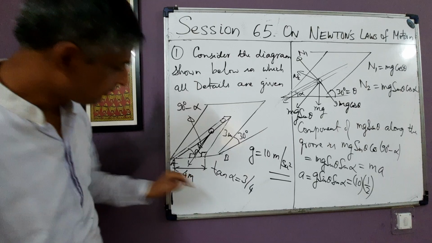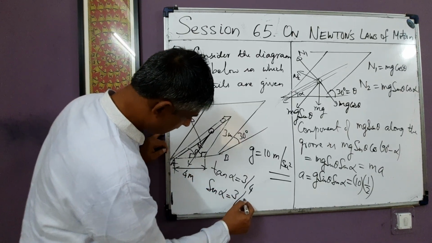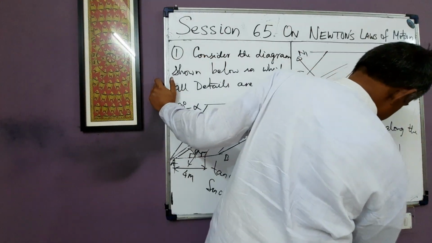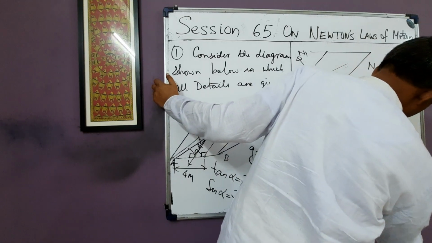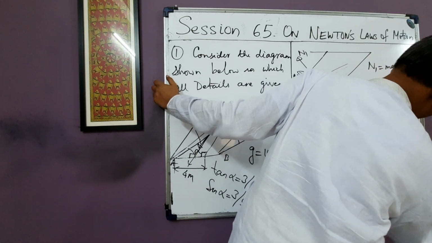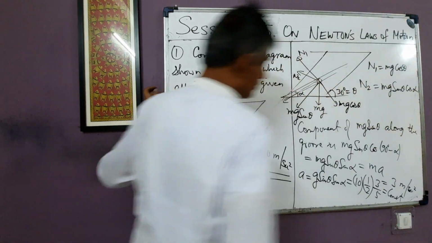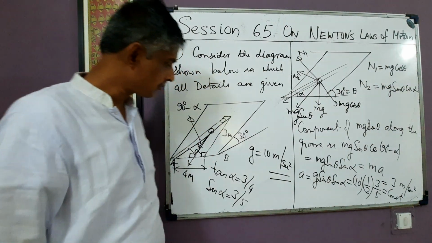How much is tan alpha? 3 by 4. So from trigonometry, sin alpha becomes 3 by 5. Now 5 into 2, 10 cancels out. We get 3 meter per second square, which is a constant quantity. So the particle moves along the groove at a constant acceleration of 3 meter per second square.